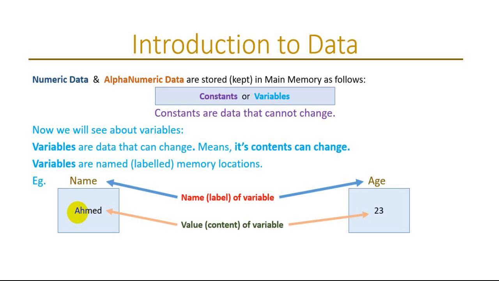George or James or some name, any name, but which means the variable called name can contain different values, and as a result the variable called name can change, and that is why they say variables are data that can change, means its contents can change.